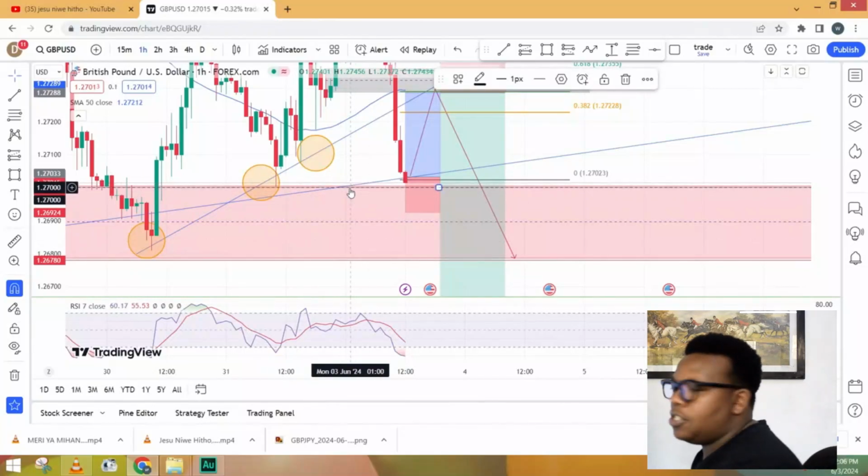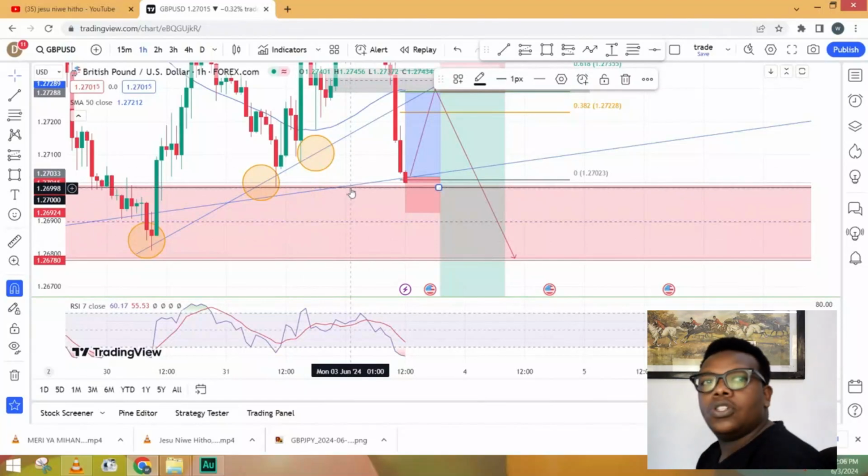So pay attention to that, and hopefully you're going to take more trades, you're going to do more analysis, and of course let's win together, guys.